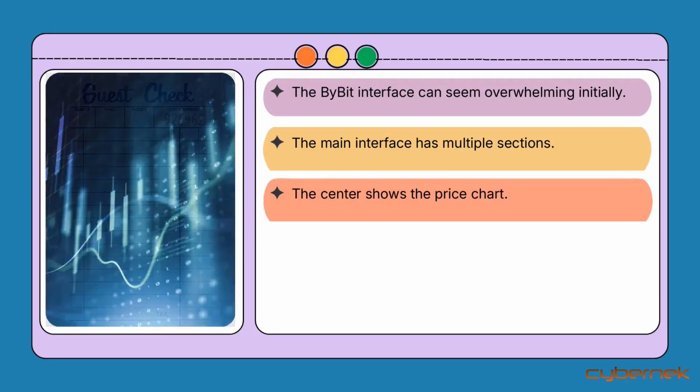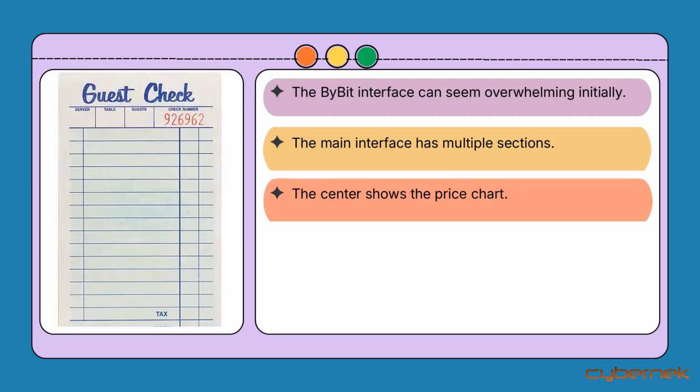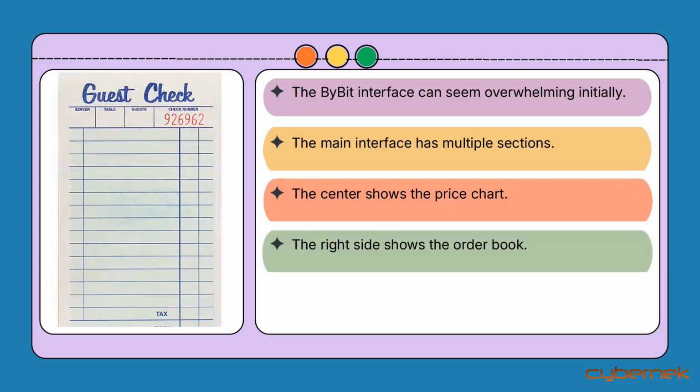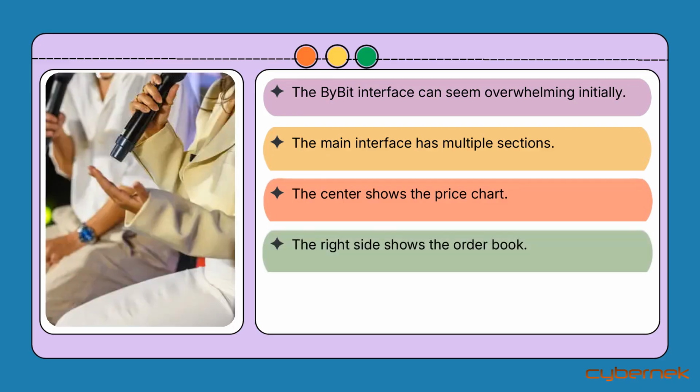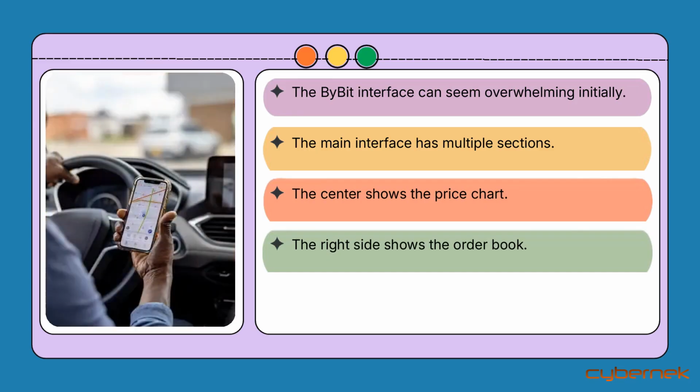The main trading interface is divided into several sections. You've got your price chart in the center. This shows how the price has moved over time. Your order book on the right, showing current buy and sell orders, and your trading panel usually at the bottom or side where you can place your own orders.